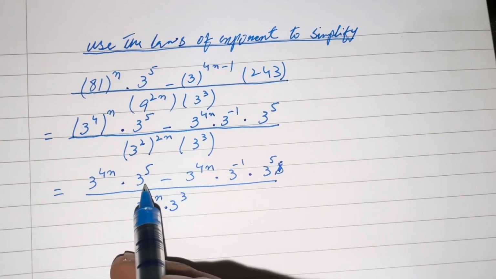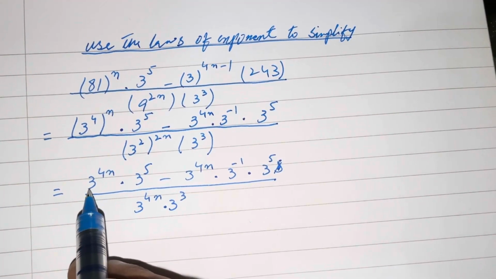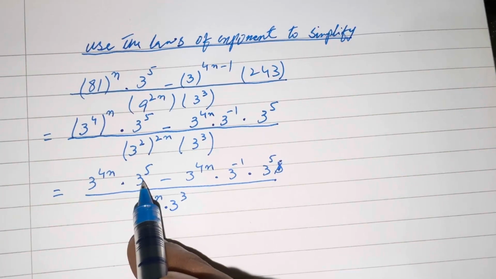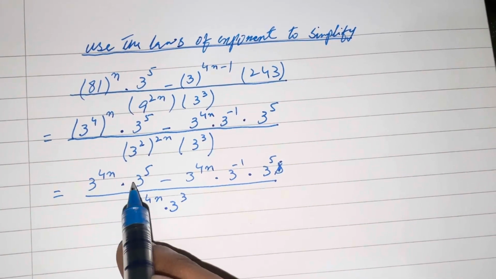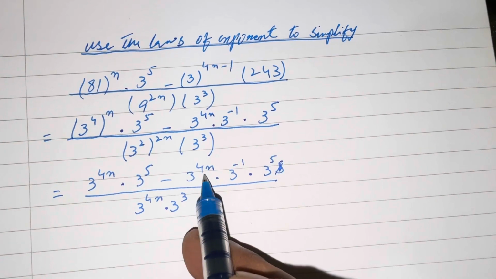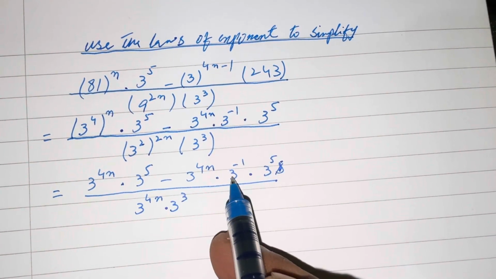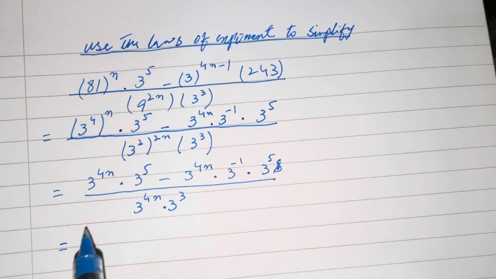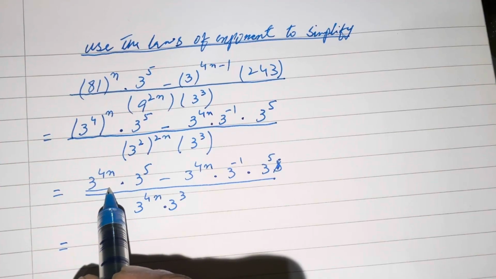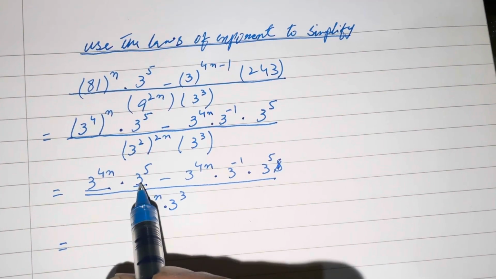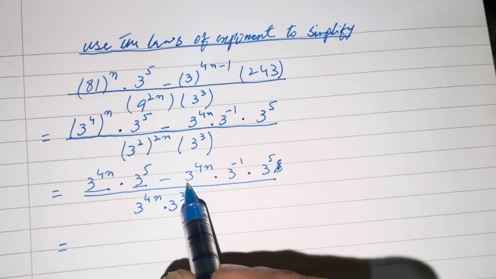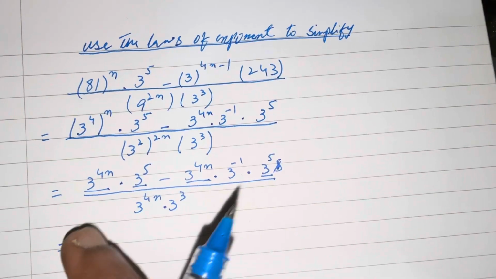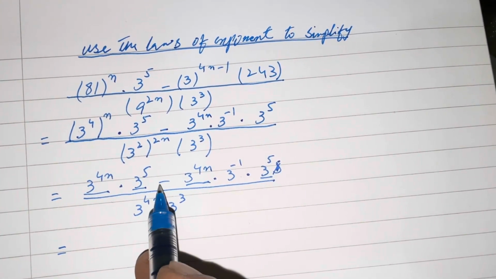So if you see in the numerator expression that 3 raised to power 4n and 3 raised to power 5 are multiplied with each other, then minus 3 raised to power 4n multiplied by 3 raised to power minus 1 and 3 raised to power 5. So 3 raised to power 4n and 3 raised to power 5 is common in these two terms, and these two terms are subtracting with each other.